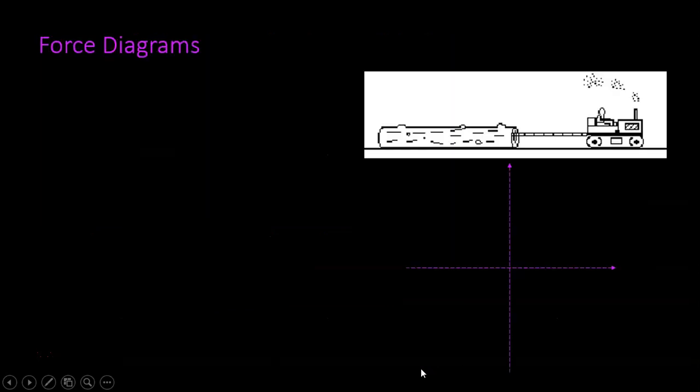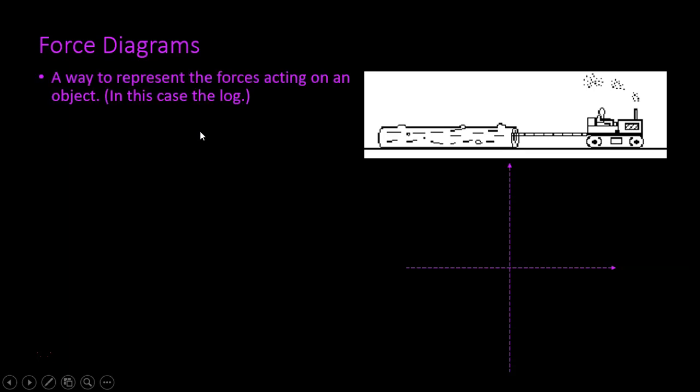So let's move on and talk about force diagrams. Force diagrams are a way to represent the forces acting on an object. In this case, we're going to draw a force diagram on the log, and it's best to start with an XY axis. That's what these dotted lines represent.